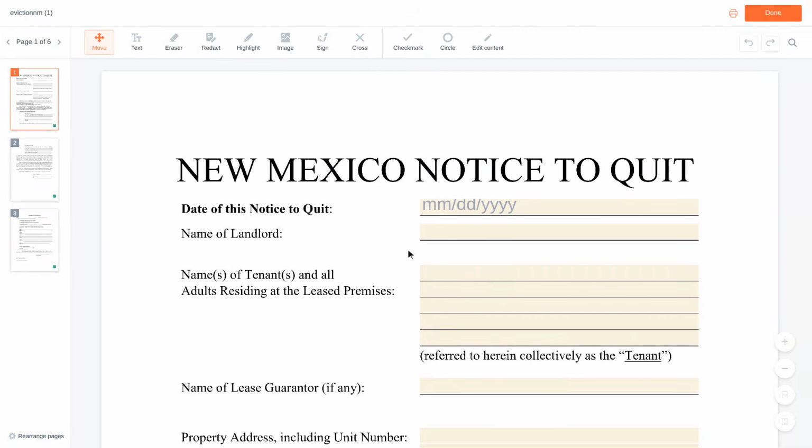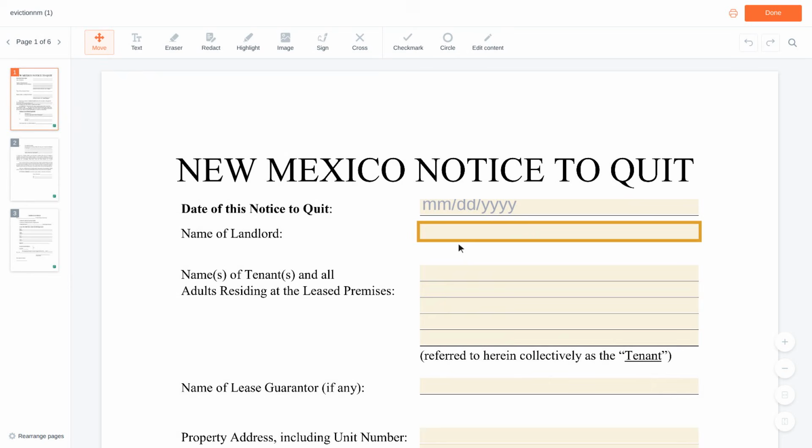Let's fill out the New Mexico Eviction Notice together, the written notice a landlord serves before an eviction case can begin, and check what the state asks of it as we go. Start at the top with the date of this notice.